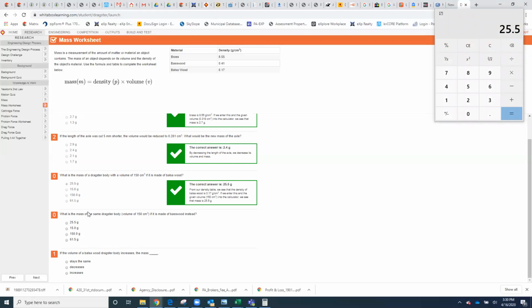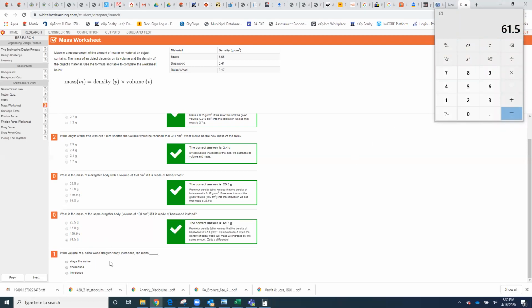Number 4, what is the mass of the same dragster body? In other words, 150 centimeters cubed, if it's made of basswood. Basswood's a little more dense of a wood. Actually, it's a little bit cheaper for us to buy too. So a lot of times that's what you'll end up making your vehicles out of, basswood. So let's clear it out. 0.41 multiplied by 150 equals 61.5. We got an answer similar to that? You betcha. 61.5, correct answer.